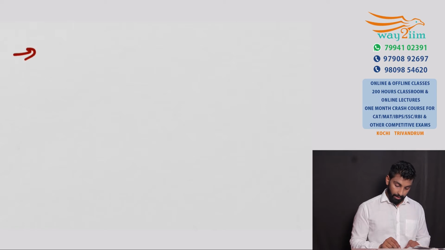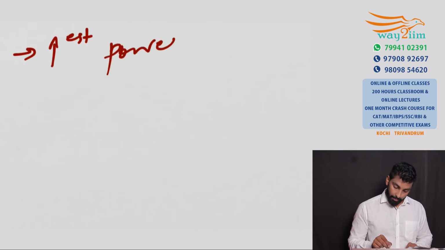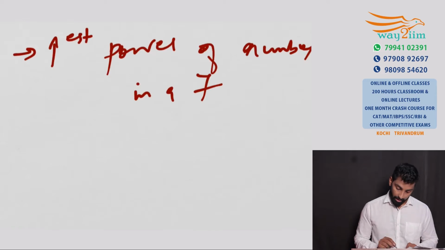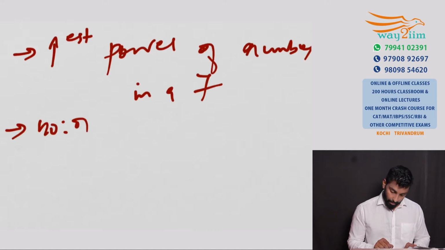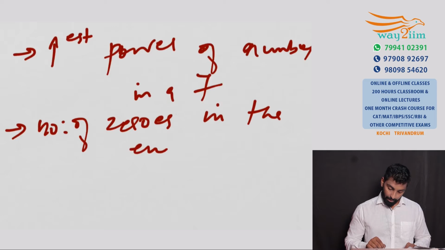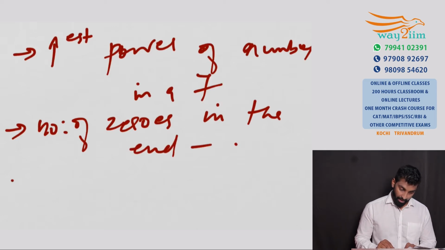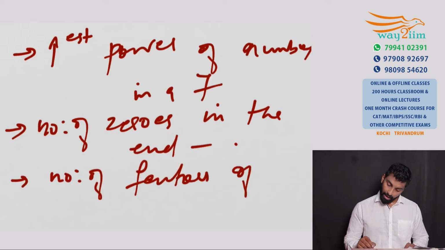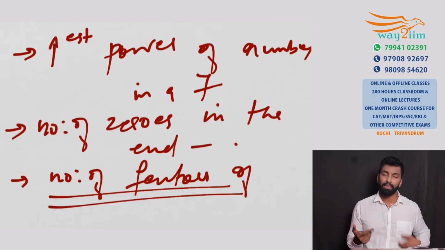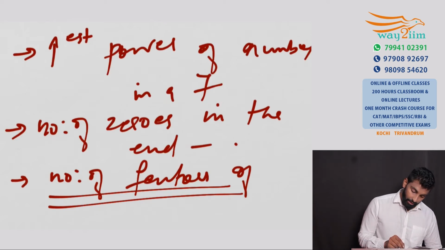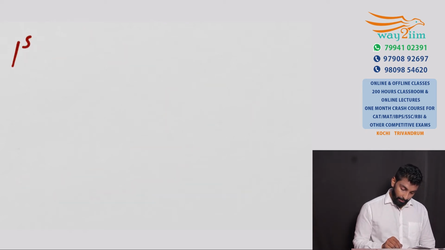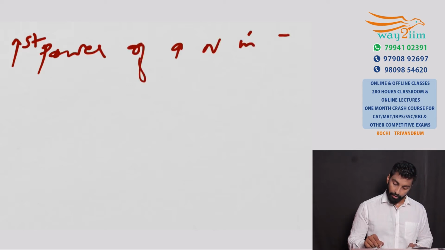Now what are the possible questions in factorials? You can get questions like the highest power of a number in a factorial, or the number of zeros at the end of a factorial, or the number of factors of any factorial. Just like the number of factors of a number, a factorial is also a number, so you can get a question here too, and the same formula is what we are going to apply. Now let's start with the first one: the highest power of a number in a factorial.